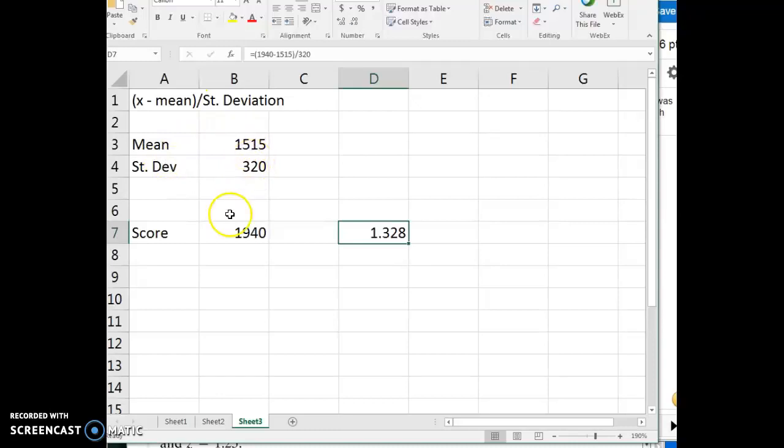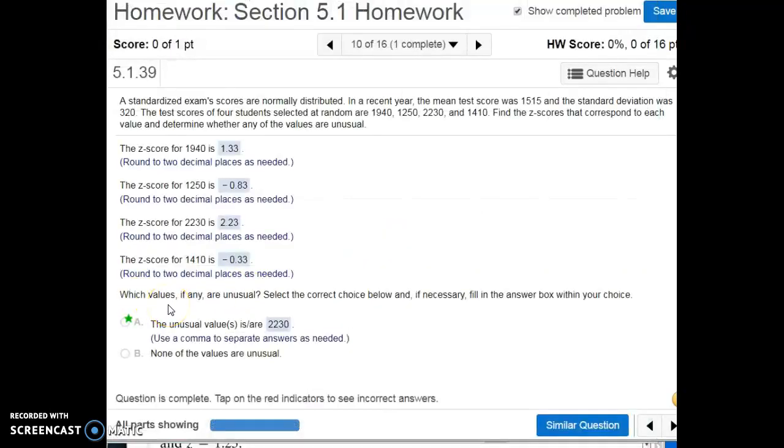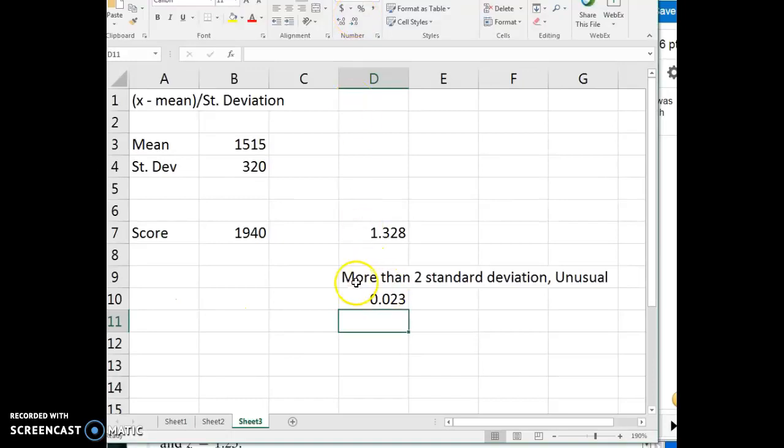So with these values, if we're looking for the z-score of 1940, we would take 1940, subtract the mean, and then divide by the value of our standard deviation. And that tells us that this score is 1.328 standard deviations above the mean. The next part of the problem is asking if any of the values are unusual or not. How we determine if a value is unusual is if it's more than 2 standard deviations away from the mean, we call it unusual.